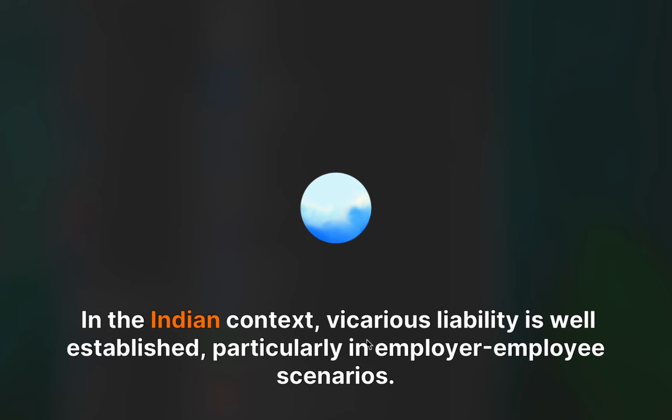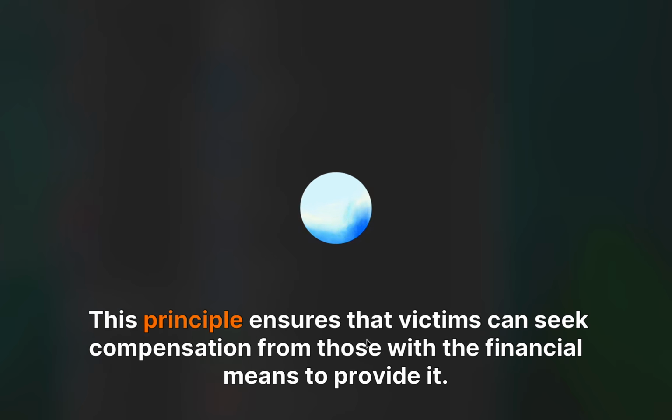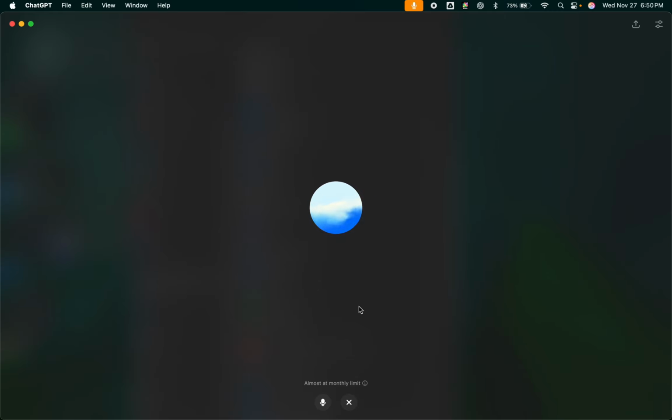In the Indian context, vicarious liability is well established, particularly in employer-employee scenarios. For example, if a delivery driver causes an accident while delivering goods, the employer might be vicariously liable for any damages. This principle ensures that victims can seek compensation from those with the financial means to provide it. Here are a few landmark case laws on vicarious liability in India.